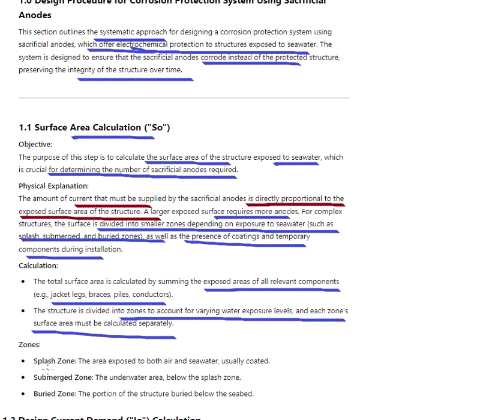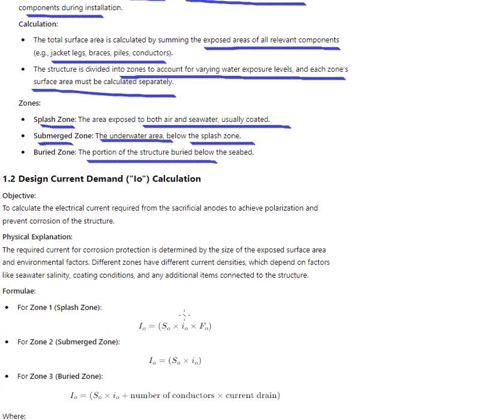Each zone surface area must be calculated separately. So what are the zones? Splash zone, submerged zone, and buried zone. The splash zone is the area exposed to both air and seawater. The submerged zone is the underwater area below the splash zone. The buried zone is the portion of the structure buried below the seabed.